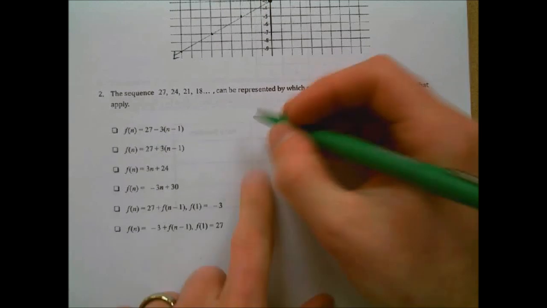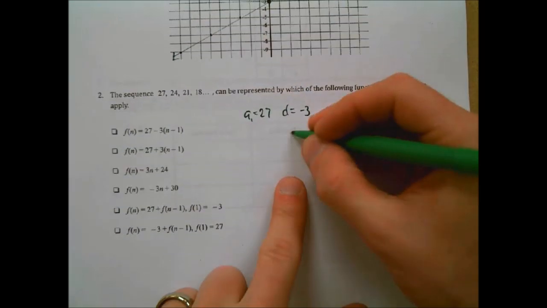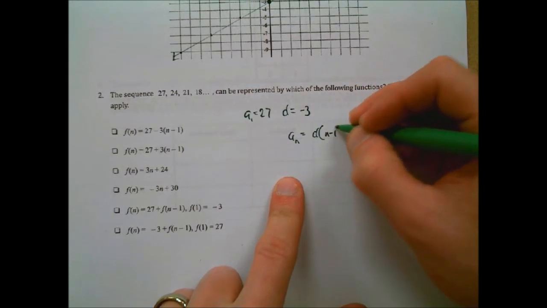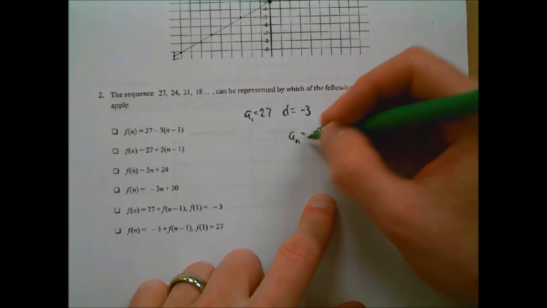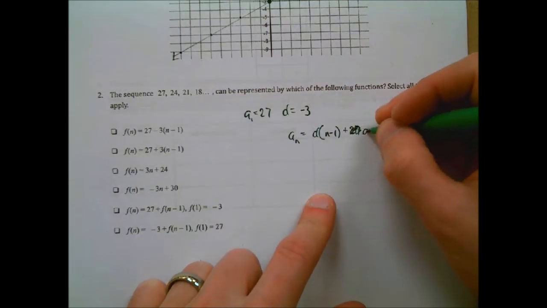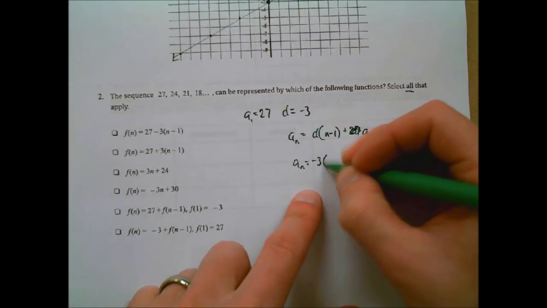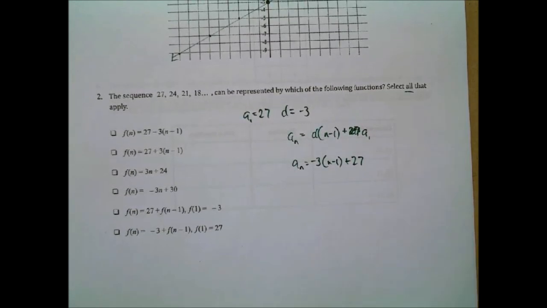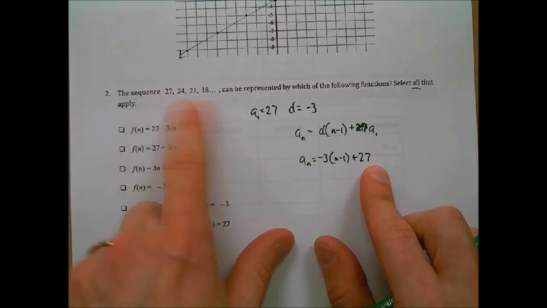27. Okay, and remember, I will be giving this formula to you. A sub n equals d times n minus 1 plus 27, right? That's our formula. Oops, I should have put a sub 1 there, but oh well. Sorry, this should be a sub 1. Now we'll put our information in. So a sub n equals d, -3, times n minus 1 plus 27. Okay? So there's our formula that describes that sequence.